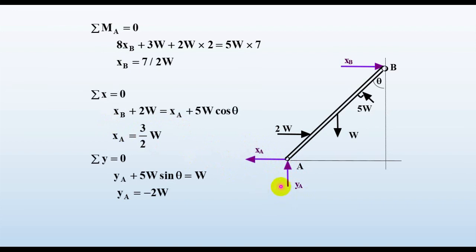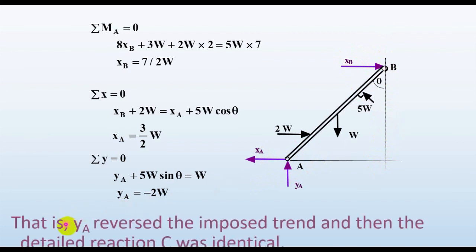So I broke the body. I have reaction XA, YA, and just XB here, because of the symmetrical axis, so YB disappears. That is why we reverse the imposed trend, and then identical reaction at C, exactly similar to what we have for A.